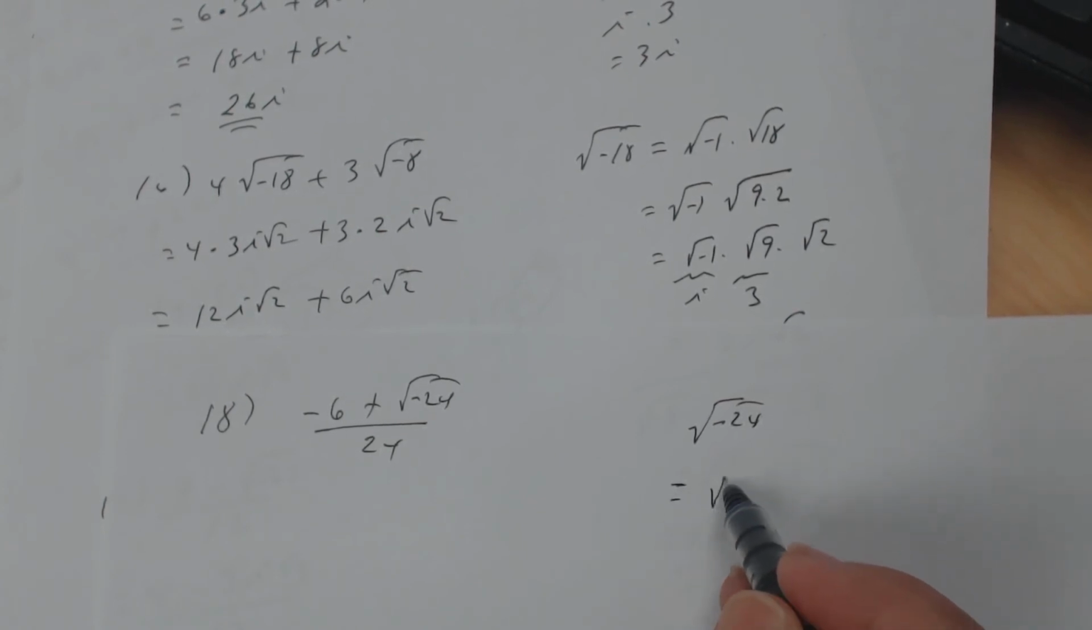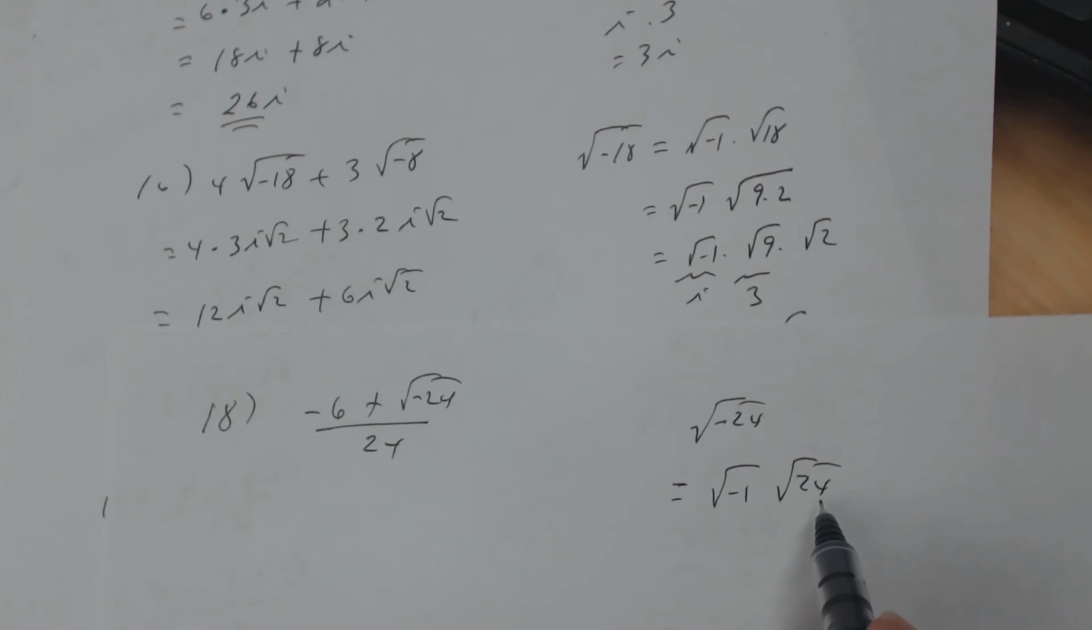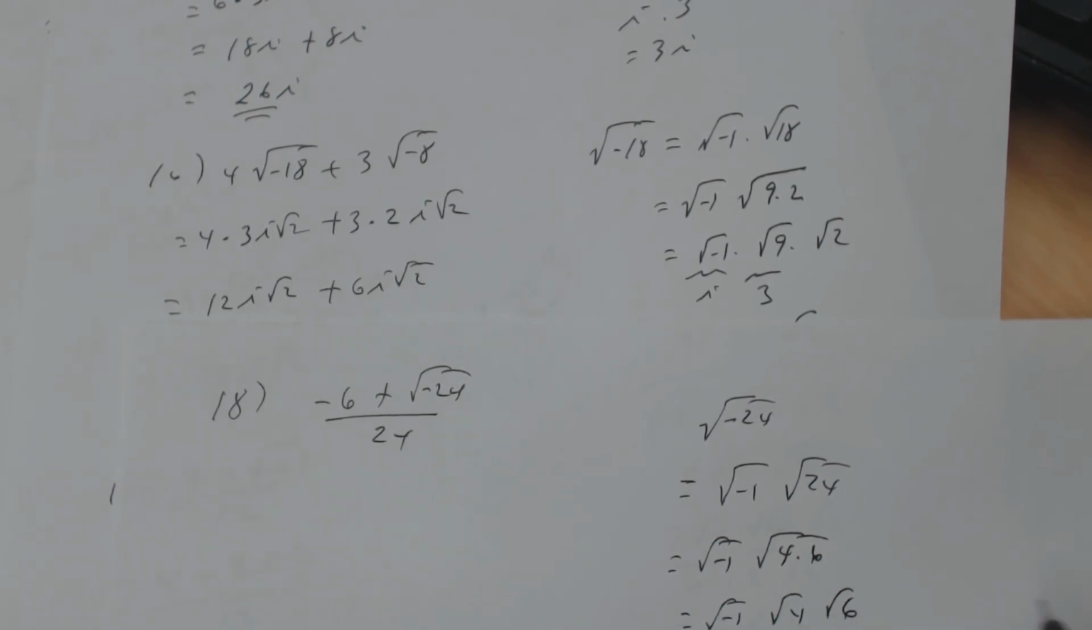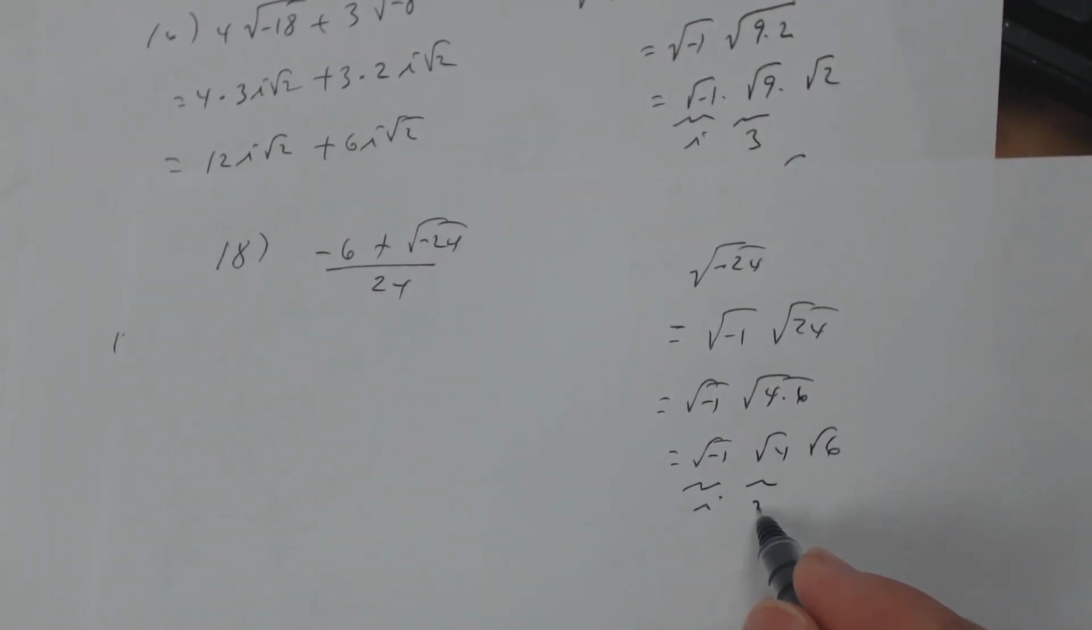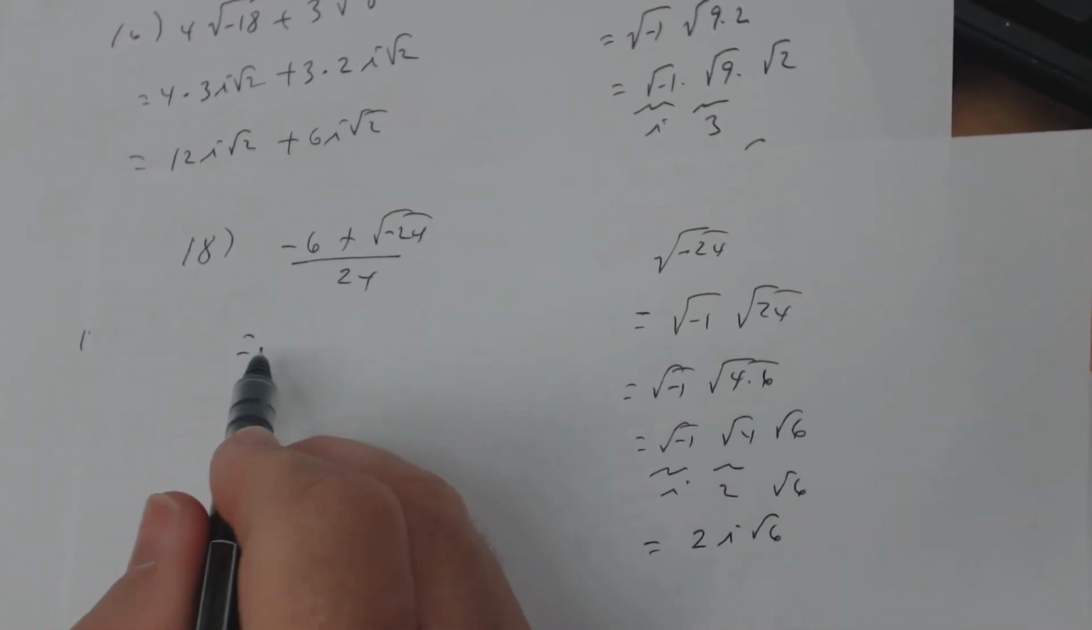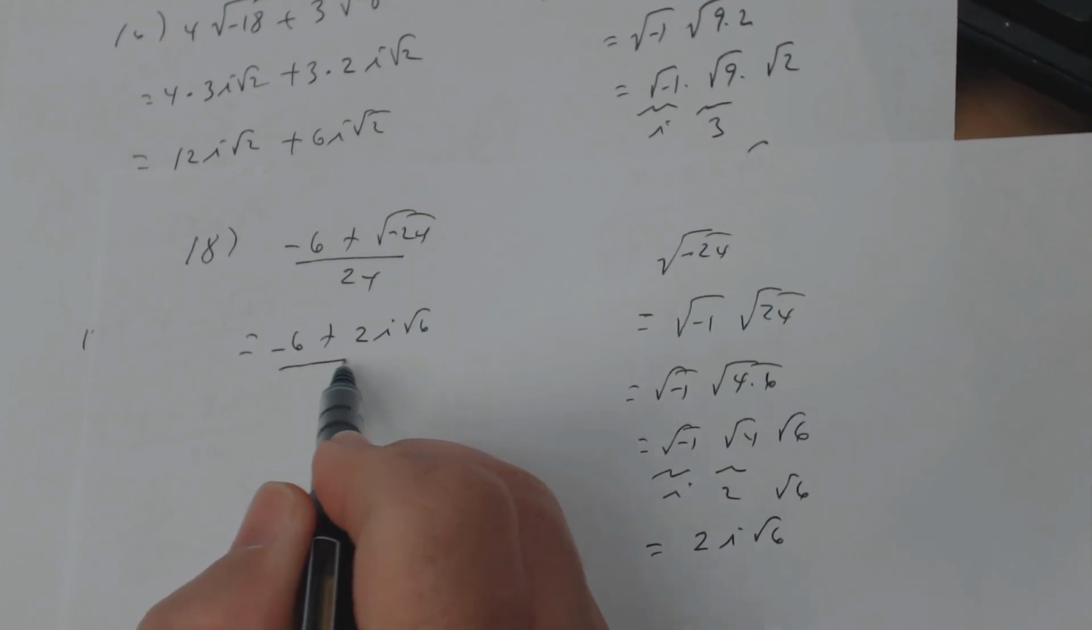So the square root of negative 24 can be written as the square root of negative 1 times the square root of 24. And you ask yourself, is there a perfect square other than one that goes into 24? You always want to pick the largest. 4 times 6 is 24, so I can use 4. So that's the square root of negative 1 times the square root of 4 times 6, which is the square root of negative 1 times the square root of 4 times the square root of 6. The square root of negative 1 is i, the square root of 4 is 2, and I keep the square root of 6. So this becomes 2i square root of 6, and that's what goes here. So I get negative 6 plus 2i square root of 6, all over 24.